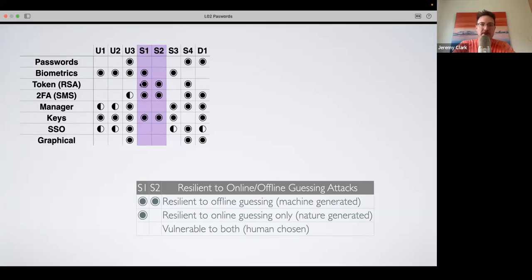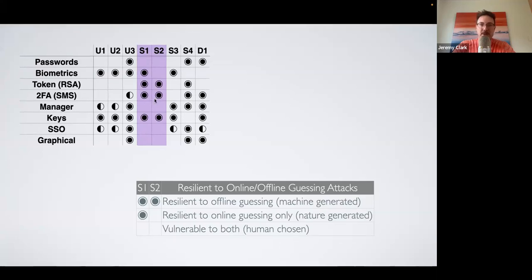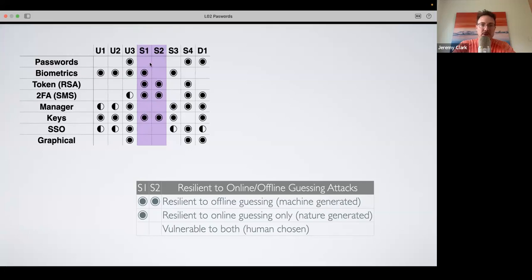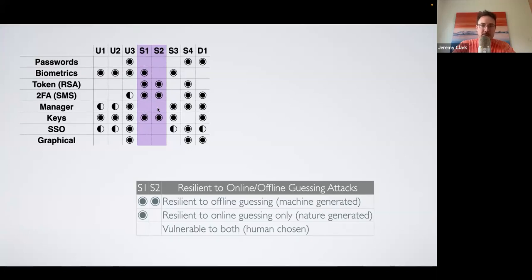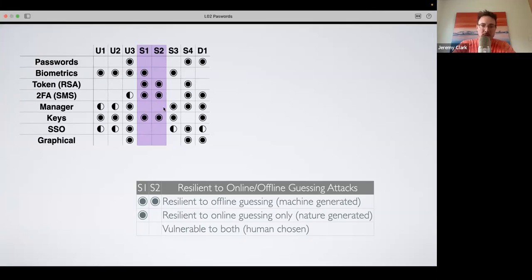These are all random numbers. So the RSA token and the SMS, you get a random number. That's machine chosen, so we'll say it's secure against guessing. Password manager, your master password, assuming it is a human chosen password, and so we'll give it no dot.